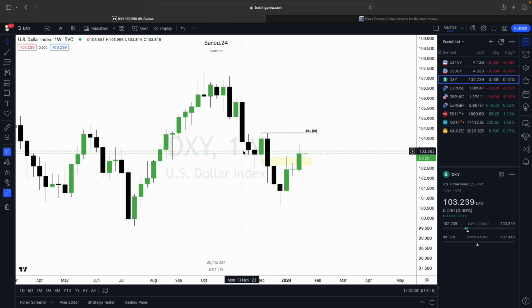Why would price do that? It's because we have a significant liquidity pool right here, as well as a fair value gap. Like I said, price seeks liquidity, imbalances, and inefficiencies in the market, right?